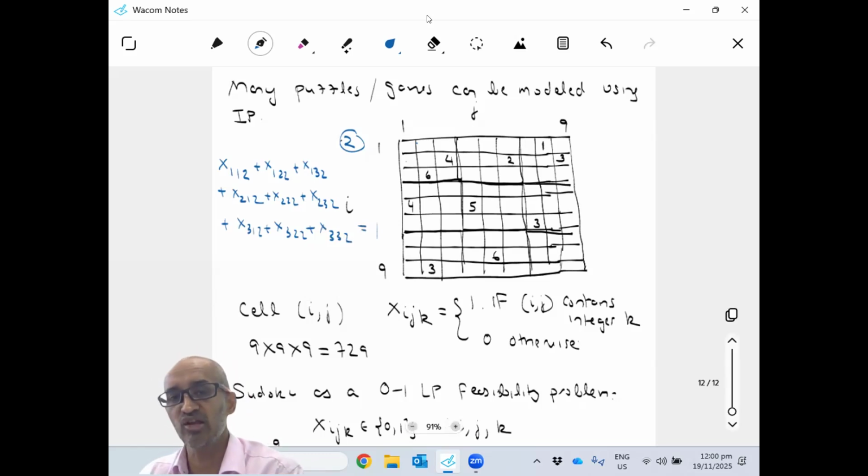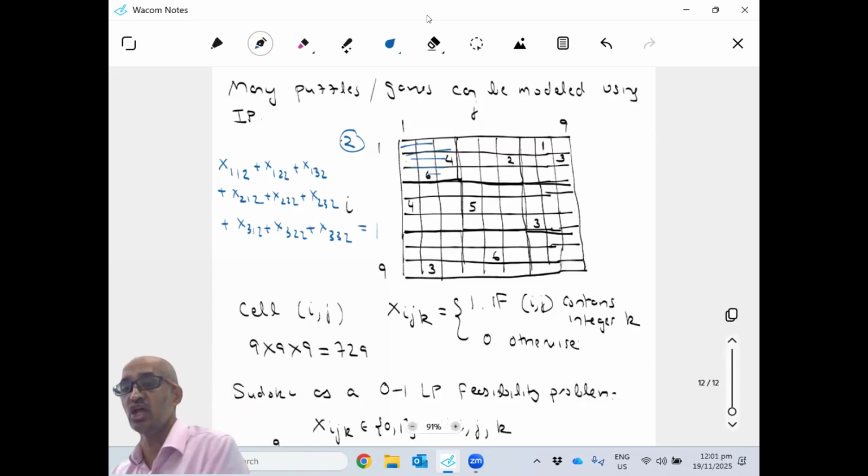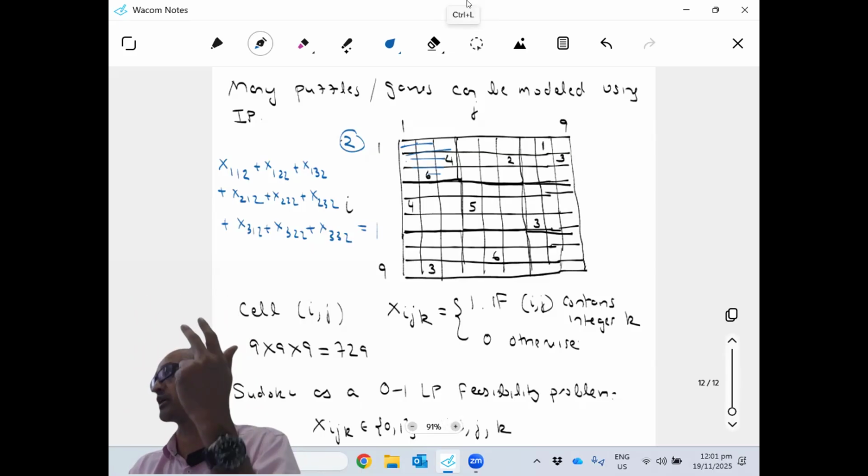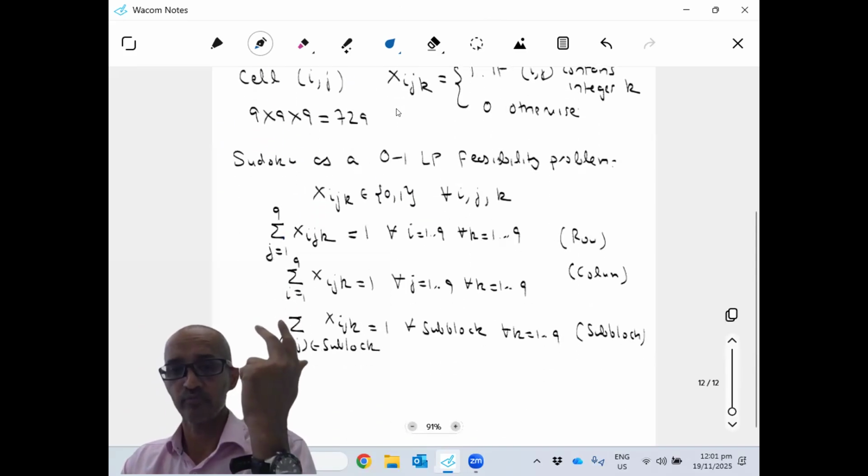What is this saying? It's basically counting all these cells and saying the number 2 has to occur once because all of these are binary. So somewhere the number 2 has to be put in. That is this constraint. You do this for every block, for every number. That's the third rule of Sudoku. There are these three rules basically.